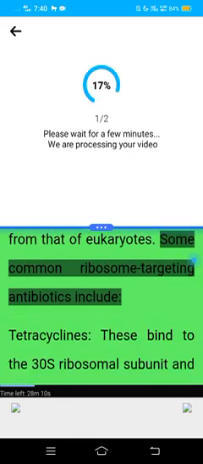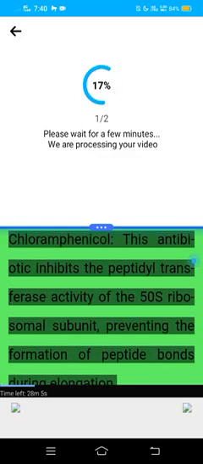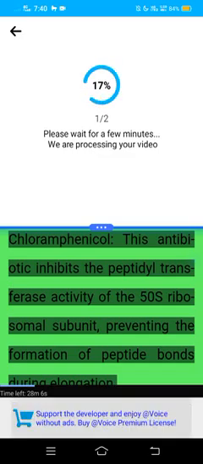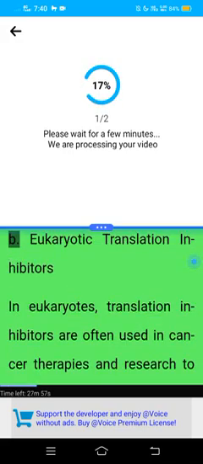Some common ribosome-targeting antibiotics include tetracyclines. These bind to the 30S ribosomal subunit and prevent the attachment of aminoacyl-tRNA to the ribosome, thereby inhibiting elongation. Chloramphenicol. This antibiotic inhibits the peptidyl-transferase activity of the 50S ribosomal subunit, preventing the formation of peptide bonds during elongation. Erythromycin, a member of the macrolide class, binds to the 50S ribosomal subunit and prevents the translocation step during elongation, halting protein synthesis.